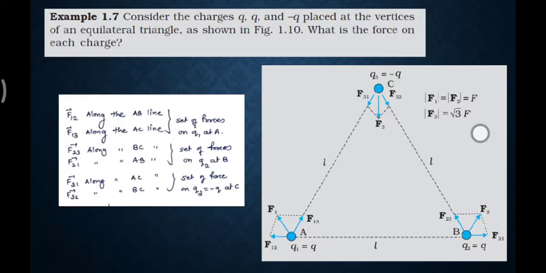This is a little bit more complex system, as you can see here. They are asking: consider the charges q, q and minus q placed at the vertices of an equilateral triangle. As you can see, at the top of the triangle is minus q, and here q and q. We have to find the force on each charge. Okay, the force on this charge, this charge, and this charge. So let us go for the solution. Don't see what the complexity is; I will introduce it in a very simple way, and you will be able to understand at the end.